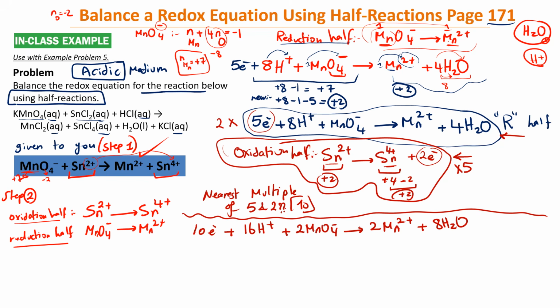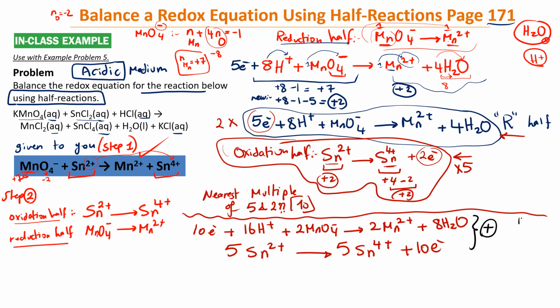Now, oxidation half multiplied by 5, right? Multiplied it by 5, so it will be 5Sn plus 2 gives us 5Sn plus 4 plus 10 electrons. Okay? So now what was the last step? Now that you have these, just add them.